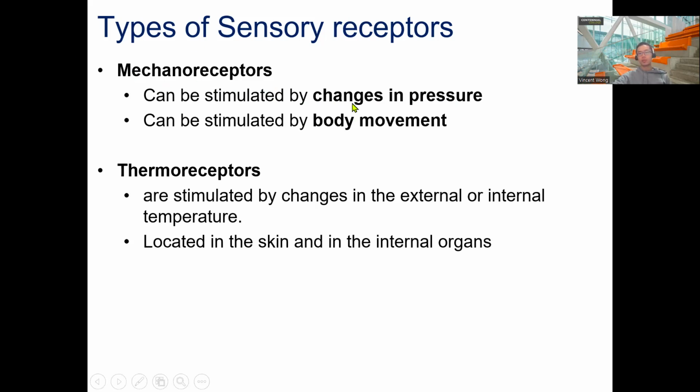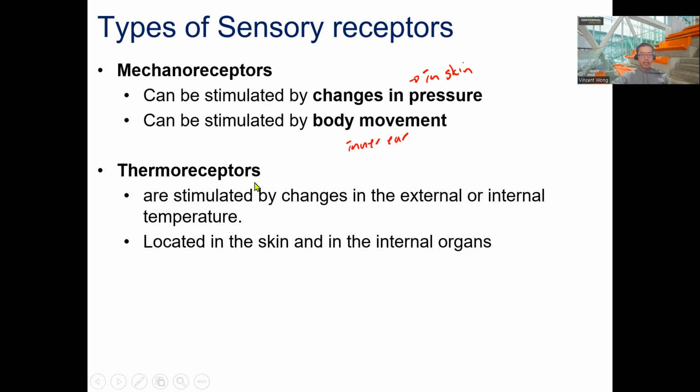So these are mechanoreceptors in the skin, for example. You also have mechanoreceptors in the inner ear. Earlier we talked about the vestibule, which detects acceleration. But you also have mechanoreceptors that detect body movement, like rotating from side to side, nodding your head. You have these mechanoreceptors in the inner ear that would detect that. So they either respond to changes in pressure or body movement.